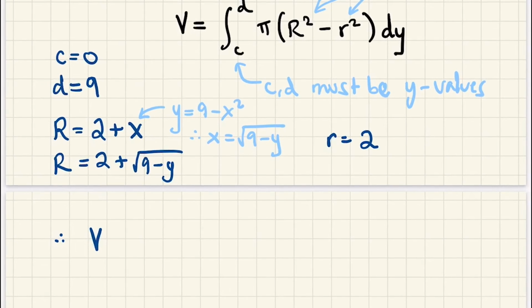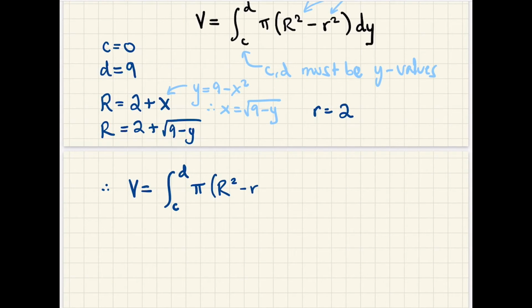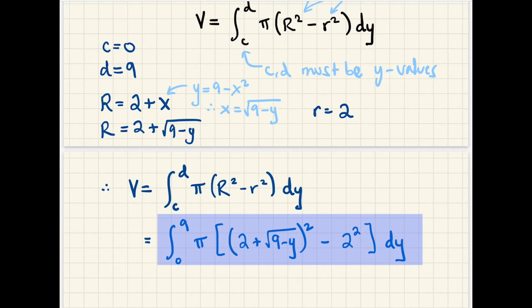So therefore, our volume, which is c to d, and I'm just going to write the formula once again. It's always a good idea to write formulas, is the integral from 0 to 9 of pi times capital R squared. Now, capital R is 2 plus radical 9 minus y. That quantity is being squared, minus little r squared, which is just 2 being squared, dy. Again, if this were a setup-only problem, that would be where you should stop.